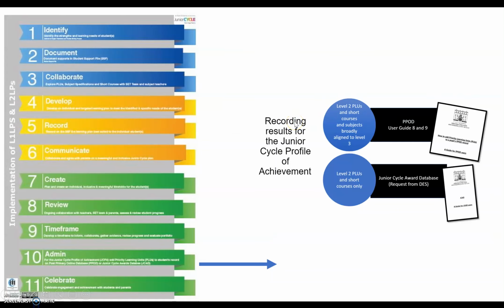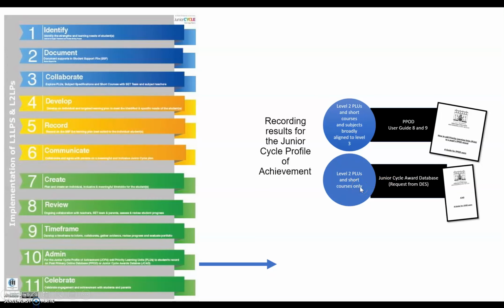Step 10. Admin. Step 10 provides schools with some basic information around the junior cycle profile of achievement. As the slide shows, if a student has engaged with the Level 2 learning programmes only, the school needs to request access to something called JCAD, which is the Junior Cycle Award Database. Access to this database should be requested from the department. All special schools also access JCAD.